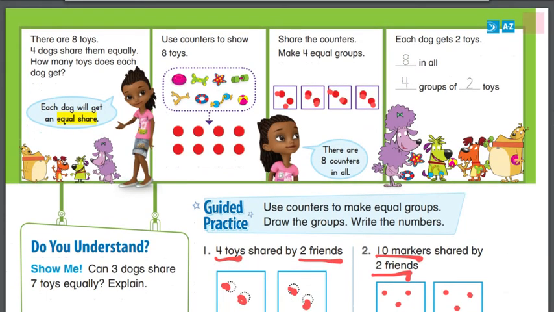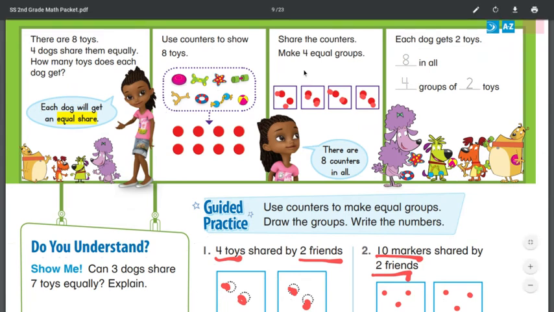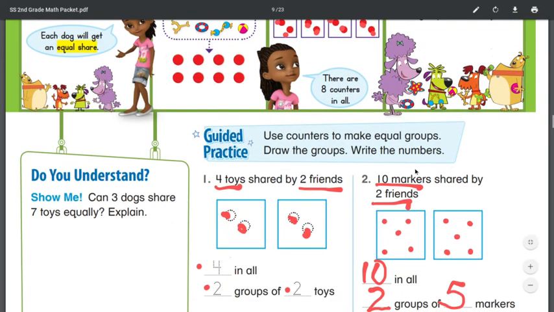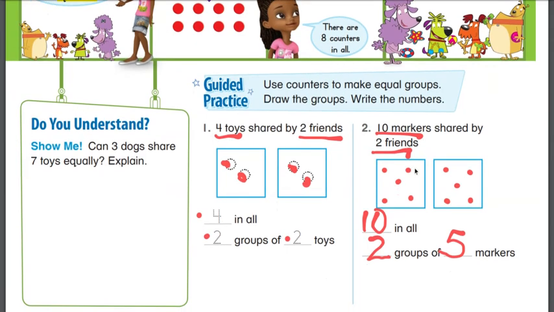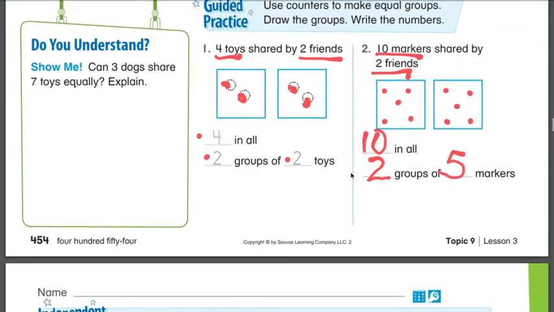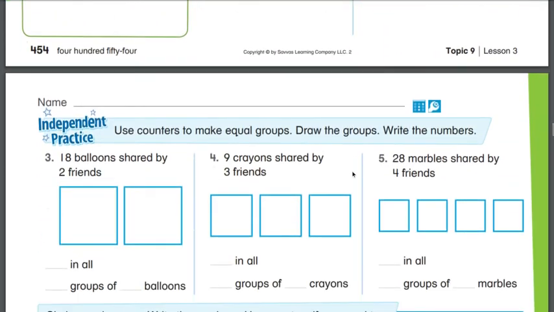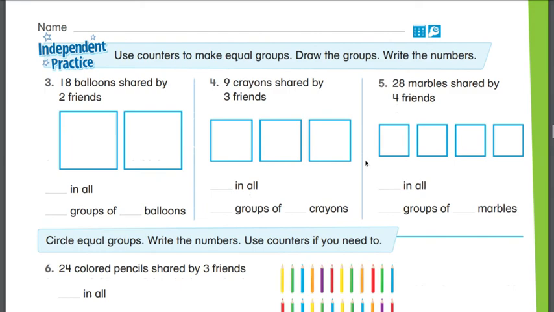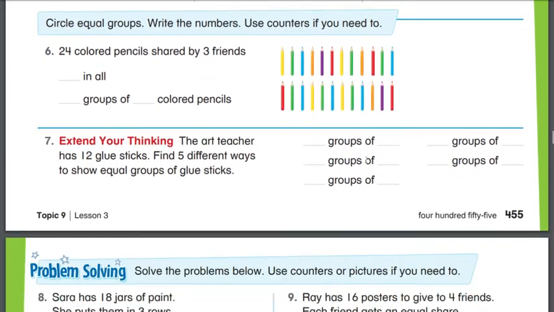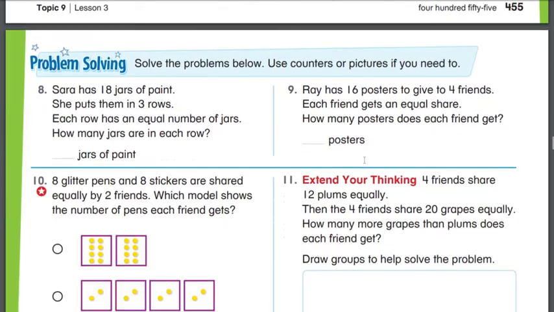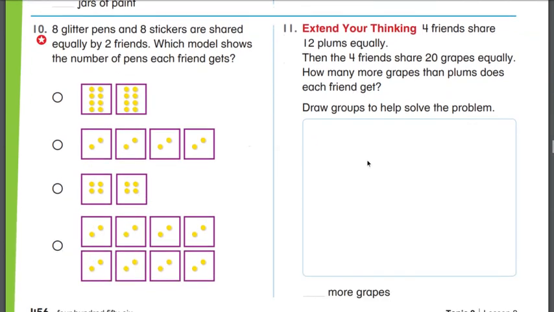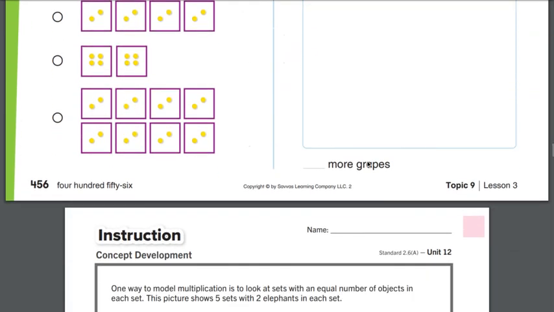Remember, all multiplication is repeated addition. So just use counters to show, break them up into equal groups, see how many you have in each group. I've kind of shown you here another way to do that. So they had 4 toys, 2 friends, we divided them up. Page 455, so this one right here, and 456 will be your practice for that piece of multiplication.